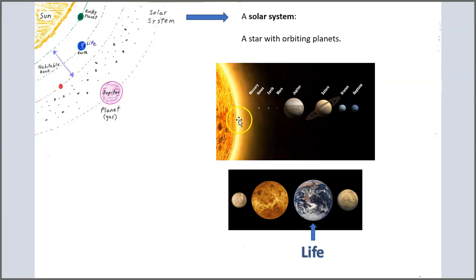Now, you're probably familiar, there are 8 planets that orbit our sun, and we can define a solar system then as a star with orbiting planets. Something interesting happened on one of those inner planets, our home, the Earth. Around 4 billion years ago, life emerged.